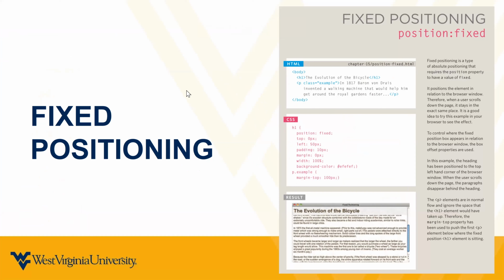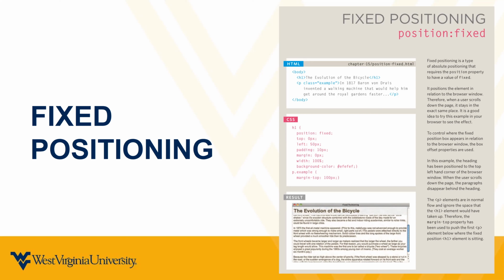So you guys see fixed position. Essentially fixed position is kind of self-explanatory. It just stays the same. It stays on the page there. As you can see, the person's scrolling down and the evolution of the bicycle is in a fixed position. It's staying at the top of that page that whole time.